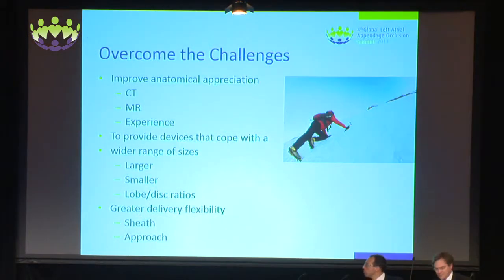So I'm going to, at that point, say that we can overcome the challenges by improving anatomical appreciation, better use of CT, MR, and experience. Experience allows us to see those things. We want to provide devices that can cope with a wider range of sizes, larger devices, smaller devices, and a larger range of devices or ability of the device to cope with lobe-disc ratios that are different. And we'd like to see greater delivery flexibility, probably with a sheath, but potentially with an alternative approach.